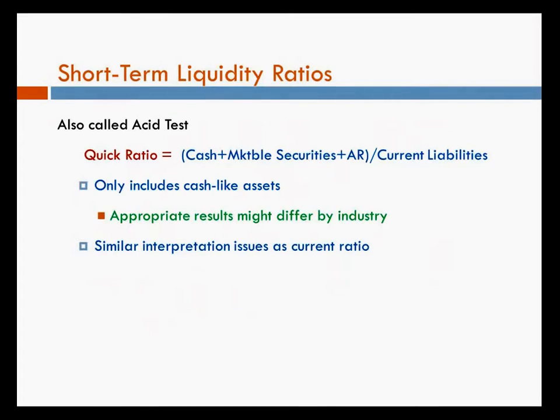So the next ratio is the quick ratio, the asset test. It's cash plus marketable securities and accounts receivable. Takes inventory out of the equation. And you would interpret it similarly to the current ratio. It doesn't have that hard and fast, has to be greater than 1 kind of attribute, though.